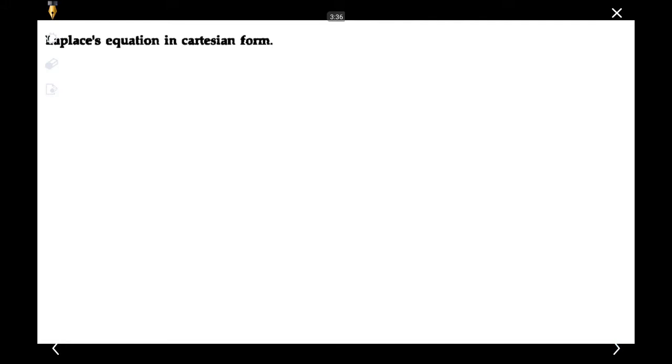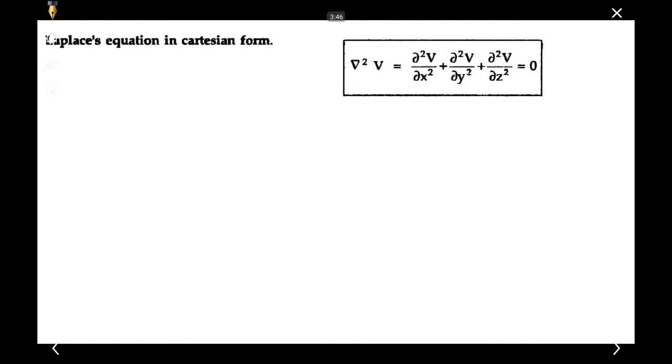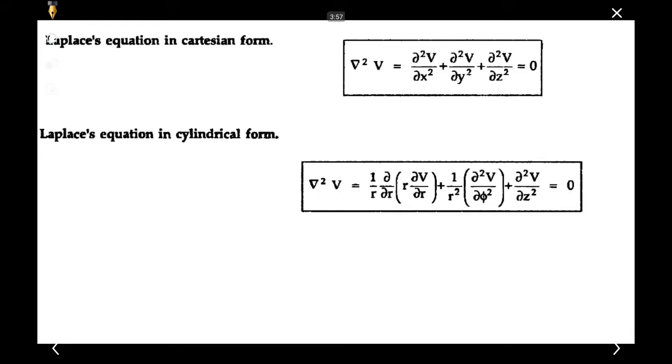Next, Laplace equation in Cartesian form. Del square V is equal to dou square V by dou x square plus dou square V by dou y square plus dou square V by dou z square is equal to 0. Laplace equation in cylindrical form: del square V is equal to 1 by r dou by dou r into dou V by dou r plus 1 by r square dou square V by dou phi square plus dou square V by dou z square is equal to 0. In the spherical coordinate system, this is the equation.